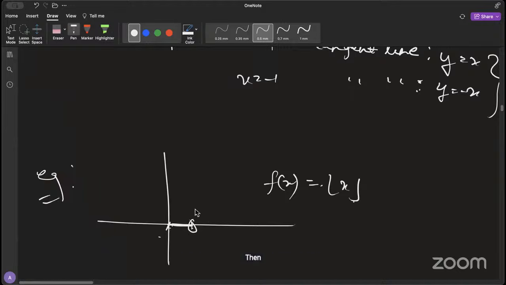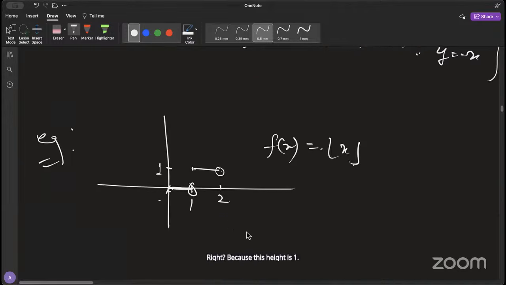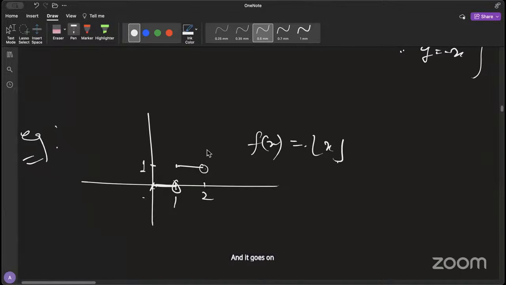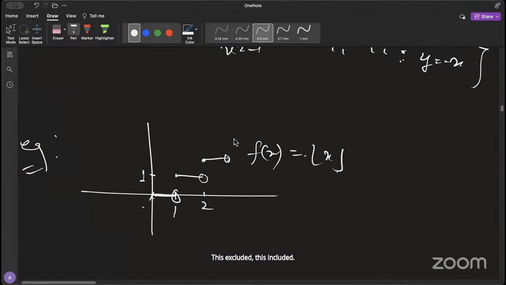Then for all the values between 1 to 2, let's say this is 2 point, this is excluded here. The function's value will be 1, right? Because this height is 1. And it goes on like this. This excluded, this included. Keeps going on like this. This is 0.2, this is 0.3, this is 0.4, and so on.